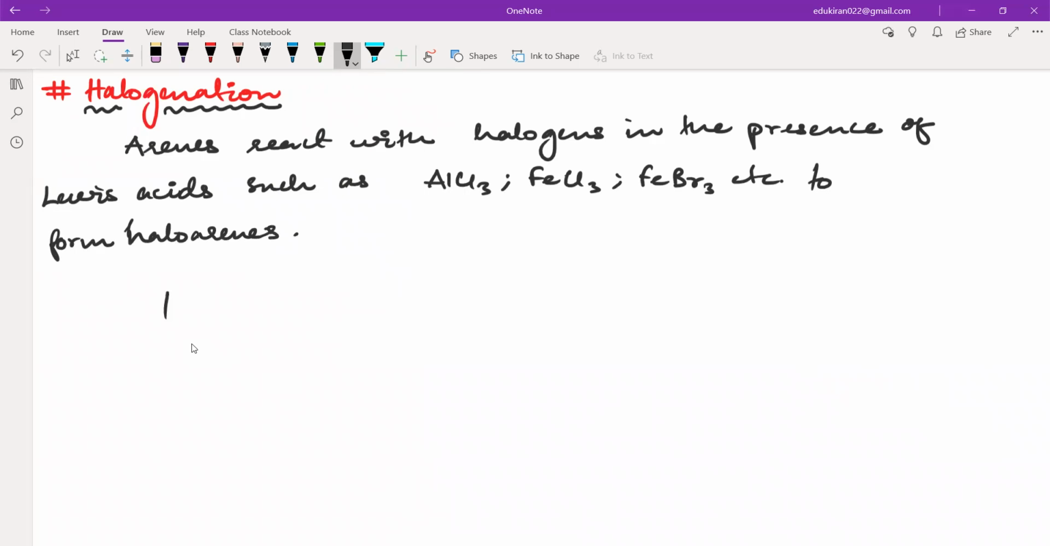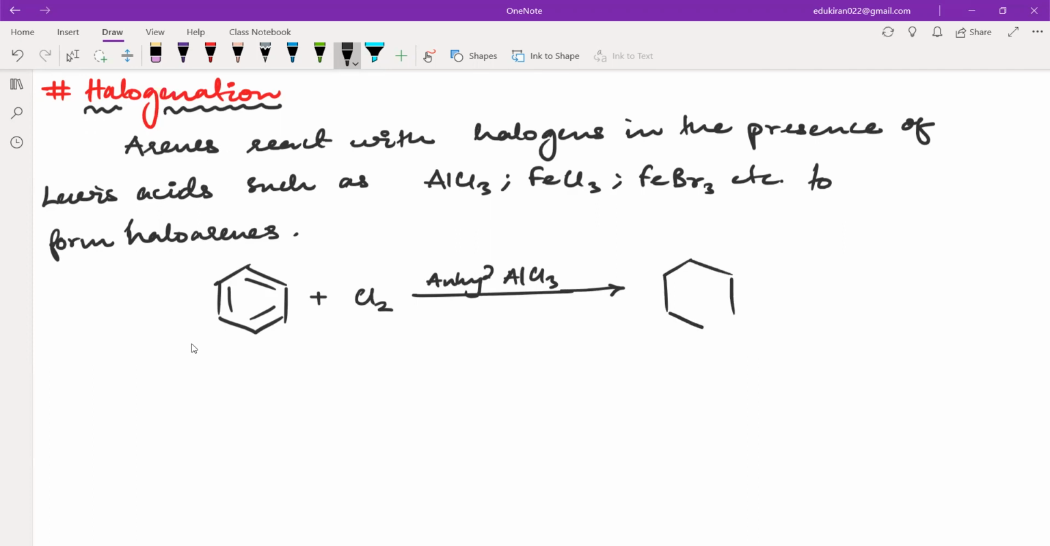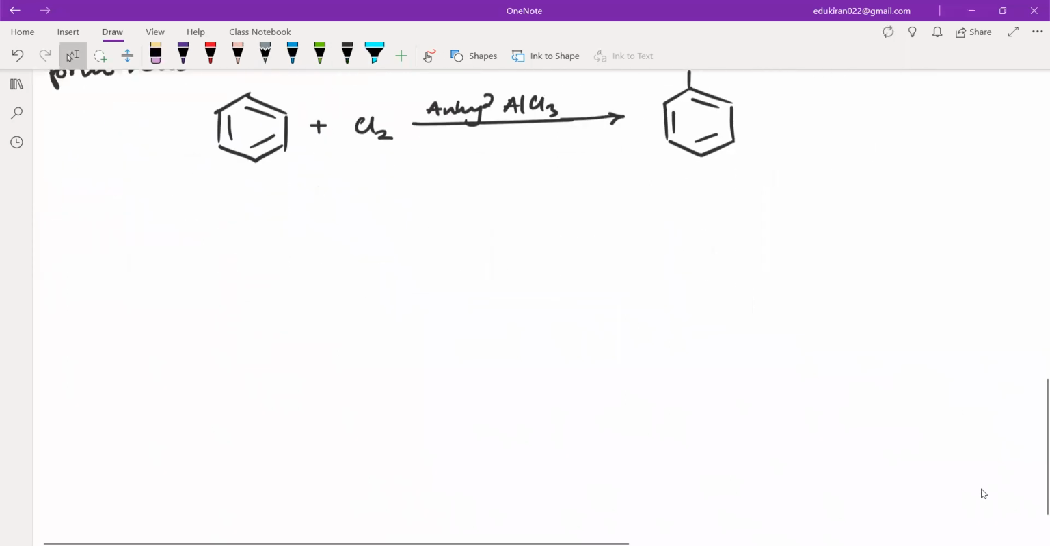So in the structure, we have a benzene ring. So this is a reaction. In the presence of anhydrous AlCl3, you will get chlorobenzene. So from benzene to chlorobenzene, a chlorine group is attached on benzene. Next, let us look at the mechanism.